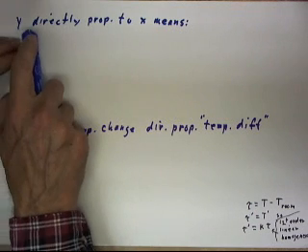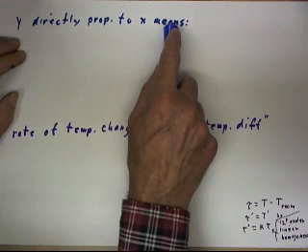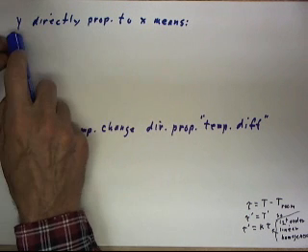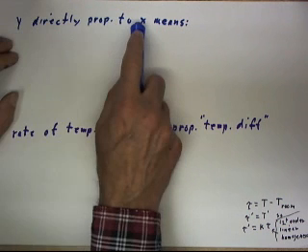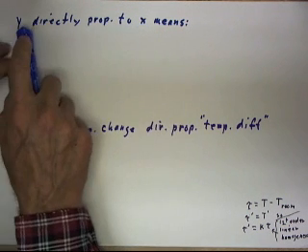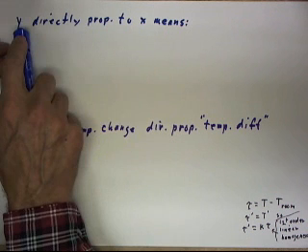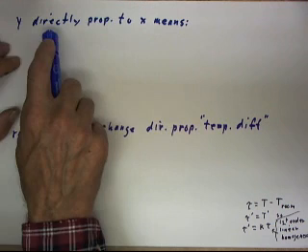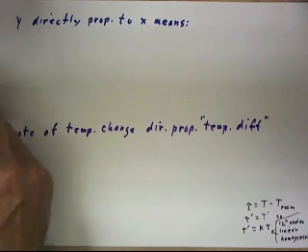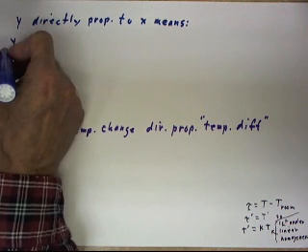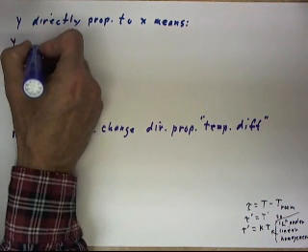The statement that y is directly proportional to x means what? Well, direct proportion means basically if x gets twice as big, y gets twice as big. If x is half as big, y is half as big. Directly proportional means that these things grow in proportion. That means, among other things, that y over x equals a constant.